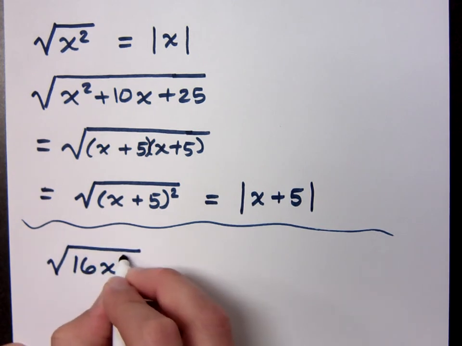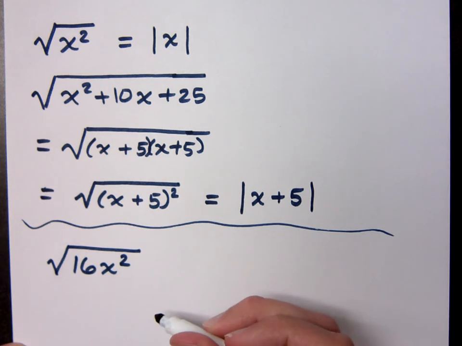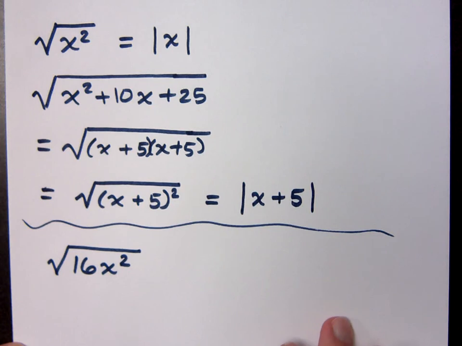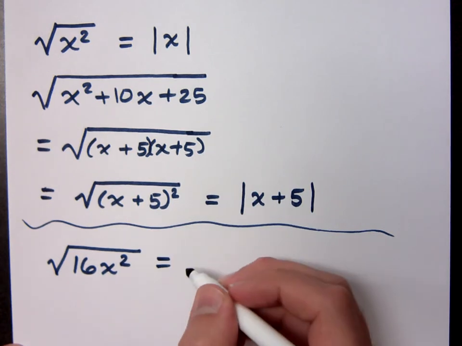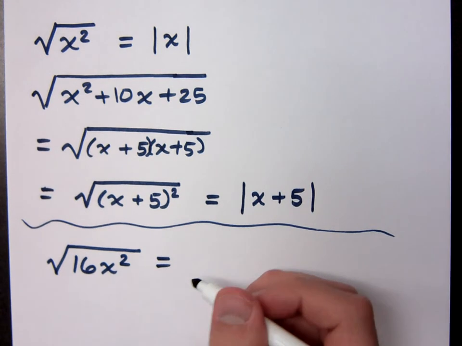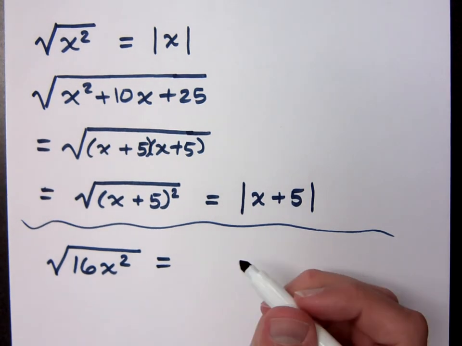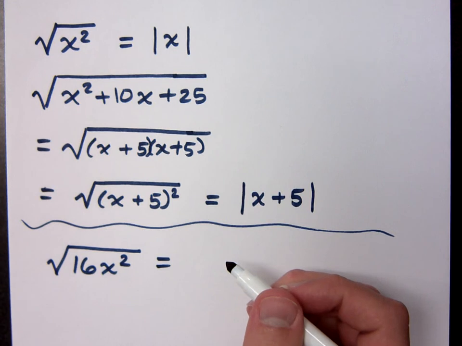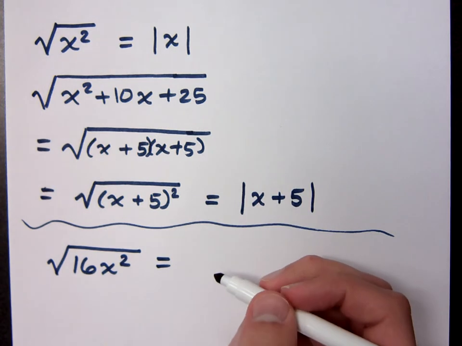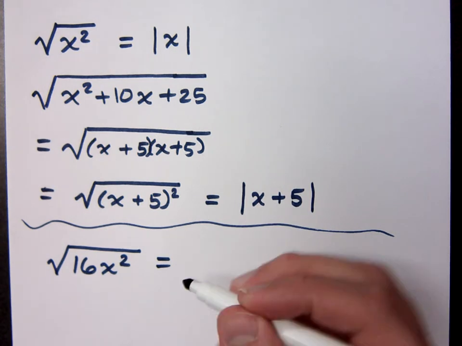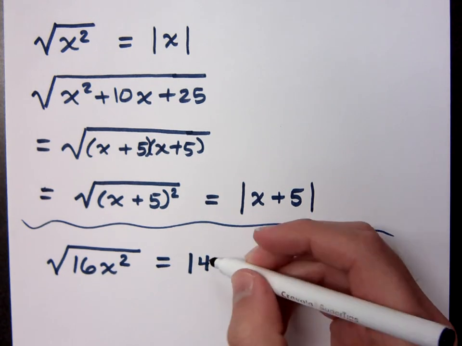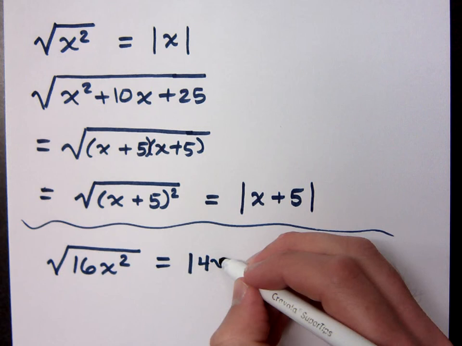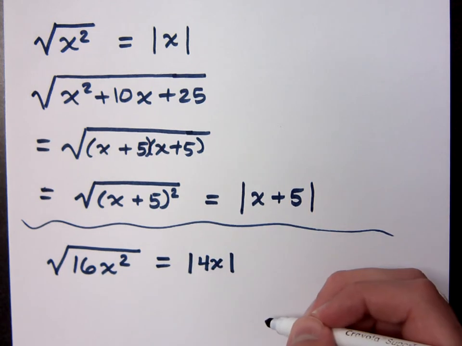If I have the square root of 16x squared, this is going to be a better test than that last one. That last one was slow. I like this stuff better. It'll be easier for me to grade. Now, the square root of 16x squared. Go for it. Absolute value of 4x. You almost had me at hello. It's the absolute value of 4x.